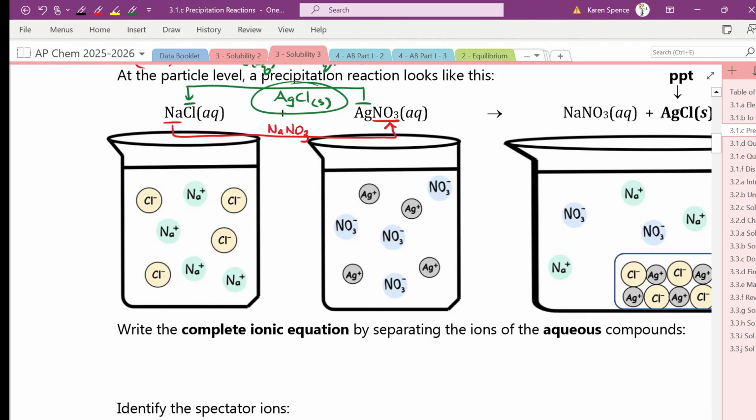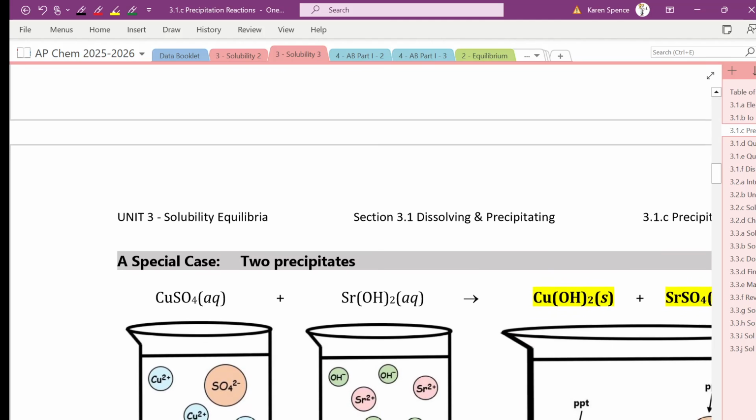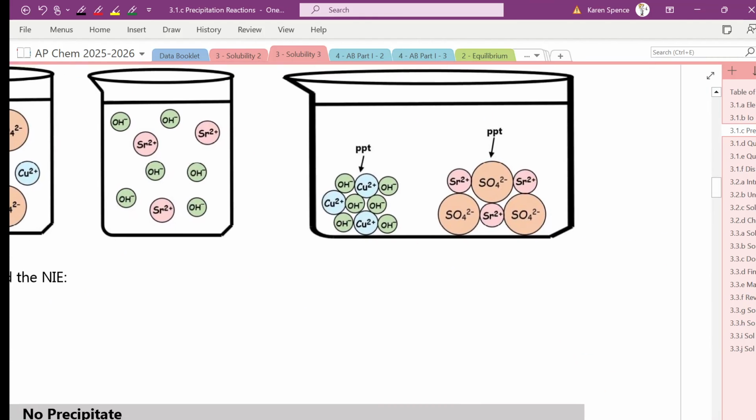Could we identify the spectator ions? Yes. Could we write the complete ionic equation? Yes. Excellent. Do we know what to do if we have two precipitates? Is it a situation of no reaction if we have two precipitates? No, it's not no reaction because you ended up with new stuff, right?